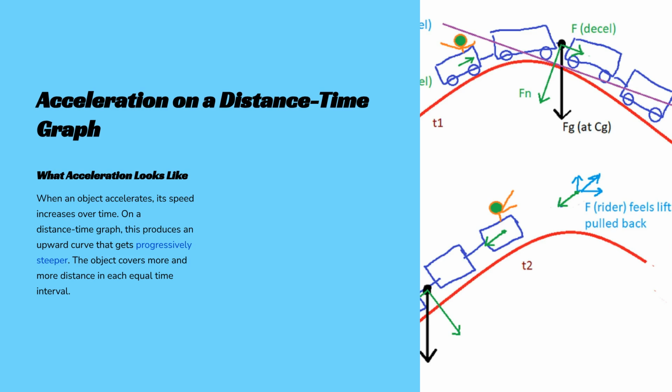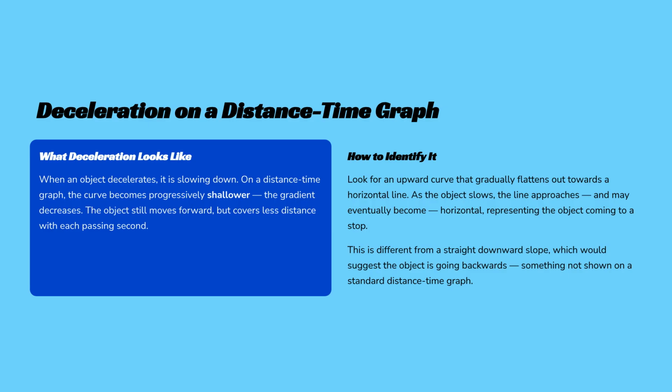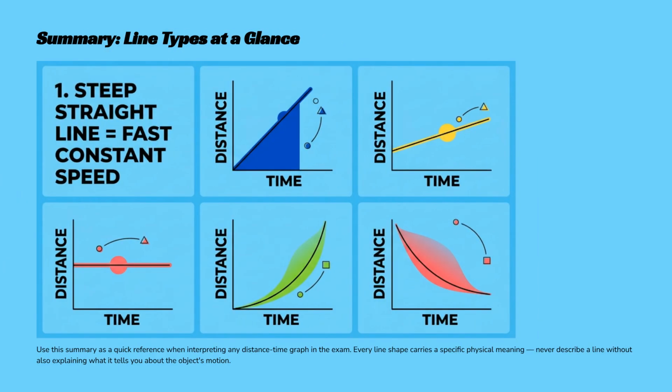This represents the object covering more distance in each equal time interval, such as a car pulling away from a junction. Deceleration appears as an upward curve that flattens out. As the gradient decreases, the object covers less distance per second, eventually reaching a horizontal line as it comes to a stop. Use this summary as a reference for your exam.